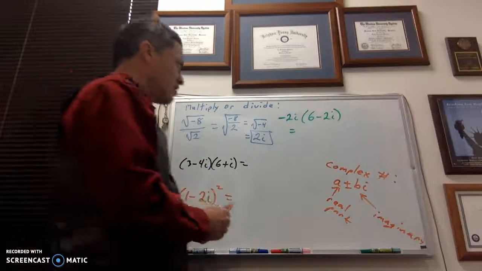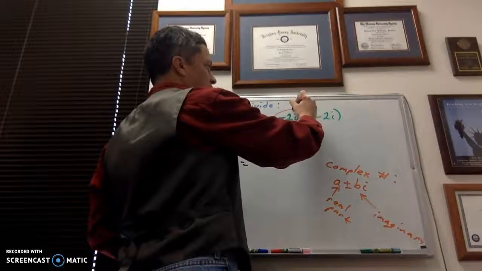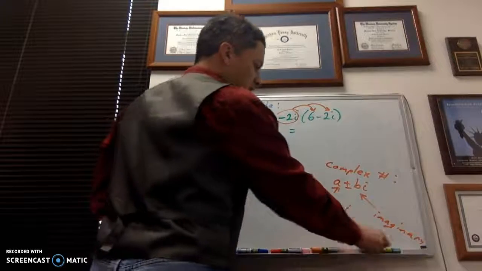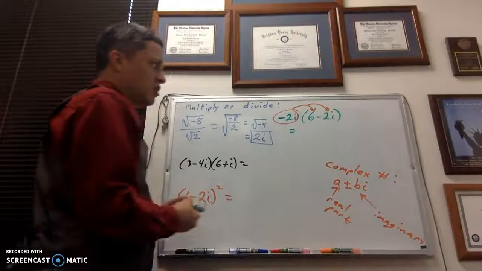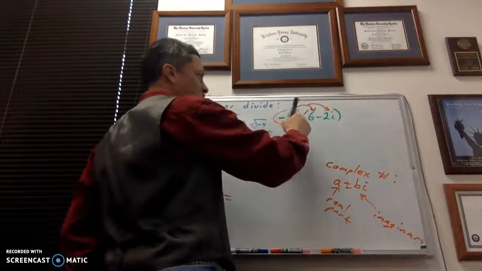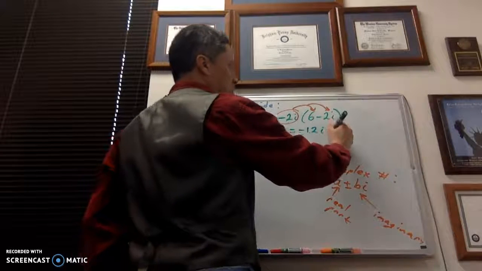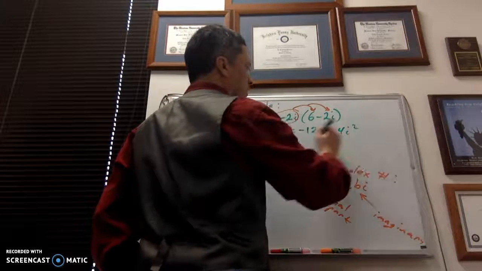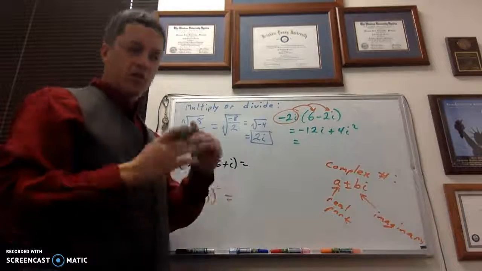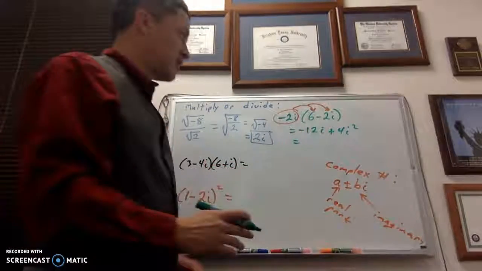Alright, so let's distribute your negative 2i to this complex number, 6 minus 2i. So it's a distributive property just like you've been doing. So it shouldn't be anything different until we get to the end part, okay? So negative 2i times 6 is negative 12i. Negative 2i times negative 2i is a positive 4i squared. But remember, this is where normally we'd be done at this point, right? But this is where we're going to be taking additional steps now.